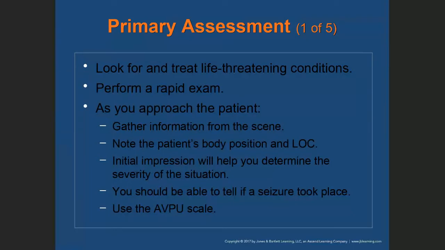After you've completed your scene size up, next is your primary assessment. Look for and treat life-threatening conditions. Perform a rapid exam. As you approach the patient, gather information from the scene, note the patient's body position and level of consciousness. Initial impression will help you to determine the severity of the situation. You should be able to tell if a seizure took place. Use the AVPU scale. So that's your general impression, level of consciousness. The next phase is going to be airway and breathing.